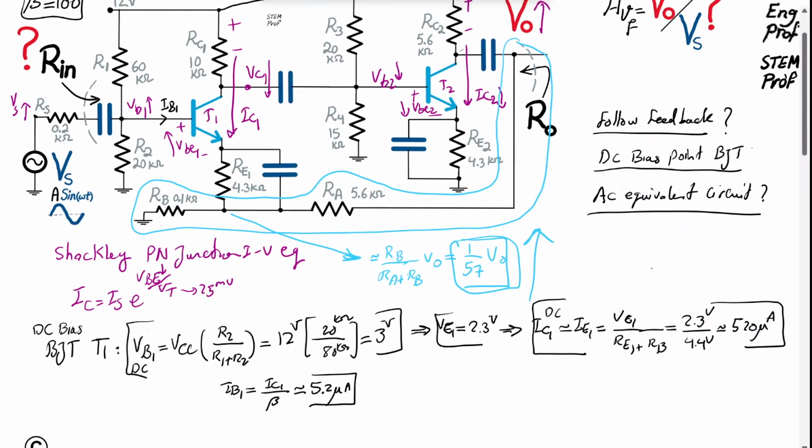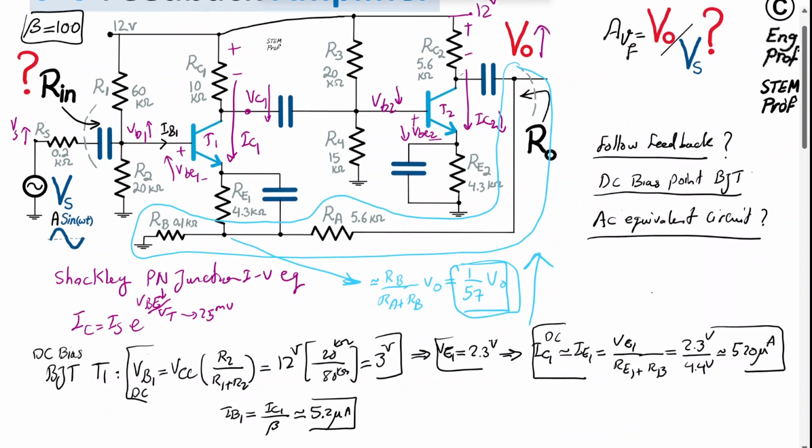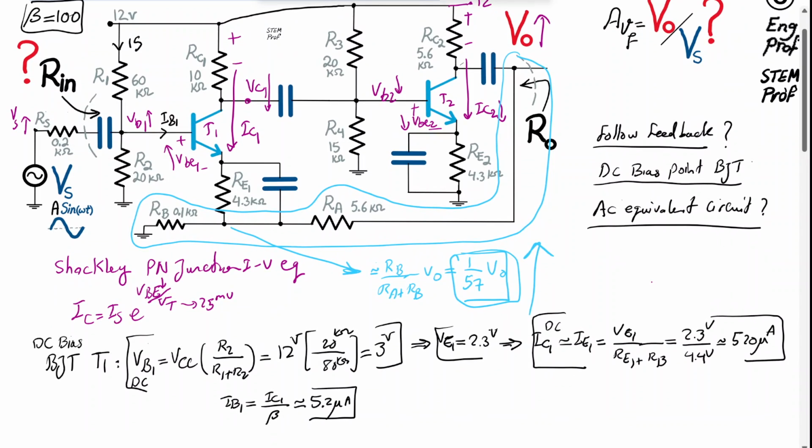So it was a valid assumption because take a look at 12 volt divided by 80K. 12 divided by 80K, you're talking about a large number, say 150 microamp. So the DC current that is going this way is 150 microamp, and that's pretty large compared to the base current. So neglecting base current is a good approximation, practically speaking.